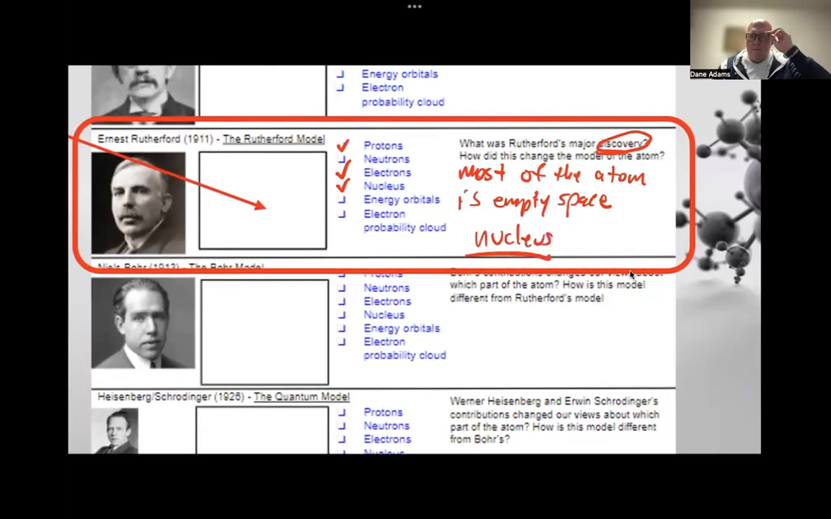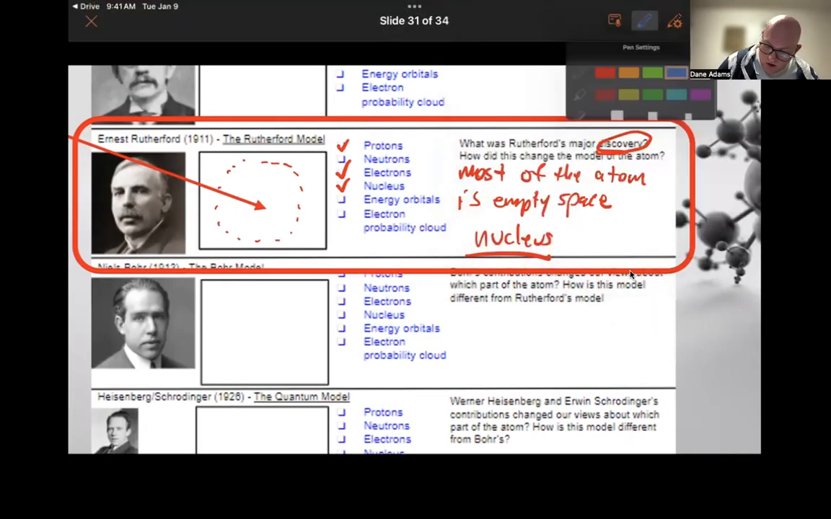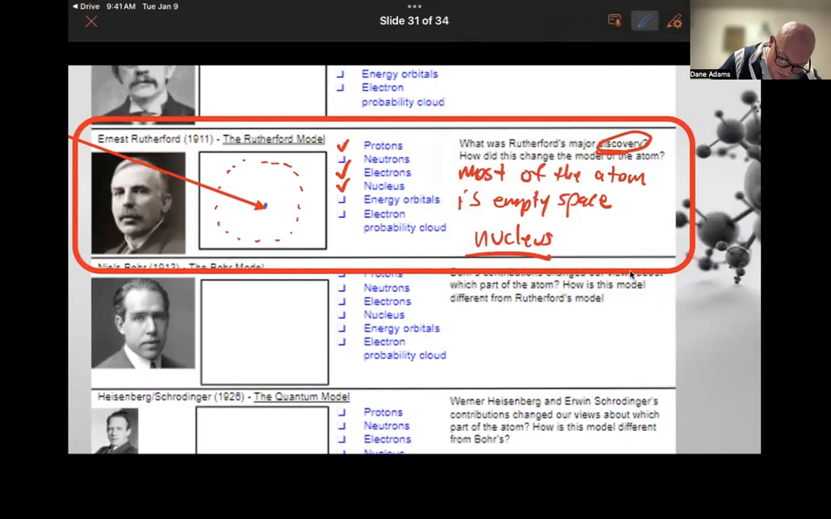So what do we draw? Well, we can kind of draw something like this, some kind of dotted line representing this atom is taking up space, but most of that space is empty. All of the matter is located in the center. So you can draw a dot in the middle, but a small dot, a dot that's big enough to see, but a small one, right?